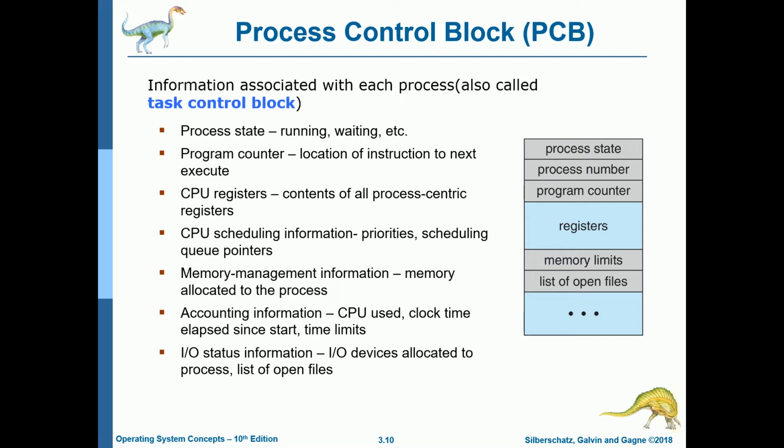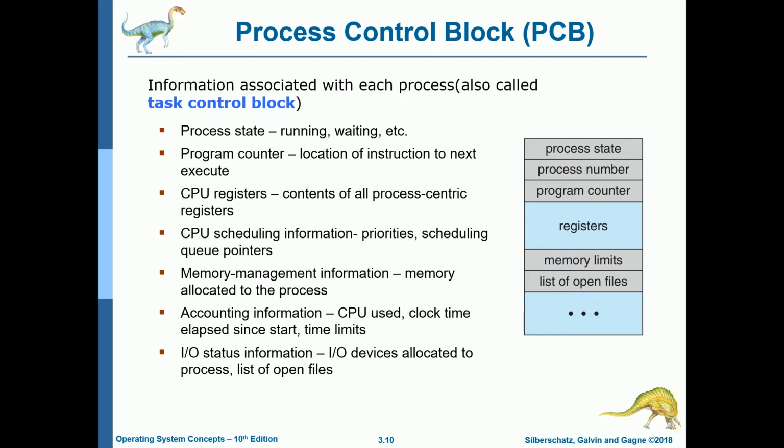CPU scheduling information. This information includes a process's priority, the pointers to the scheduled queues, and any other scheduling parameters. Now, we talk about this more in a future chapter. Memory management information. This information may include such items as the value of the base and the limit registers, and the page tables or the segment tables depending on the memory system used by the operating system. There's a lot more detail about this that we'll explore later on.